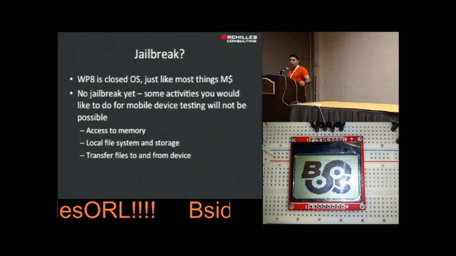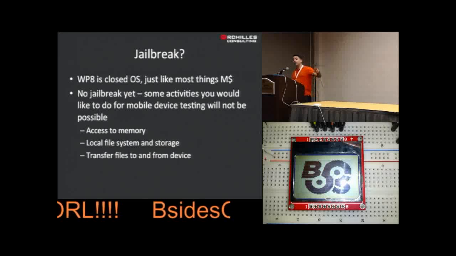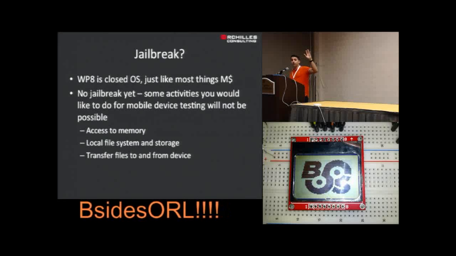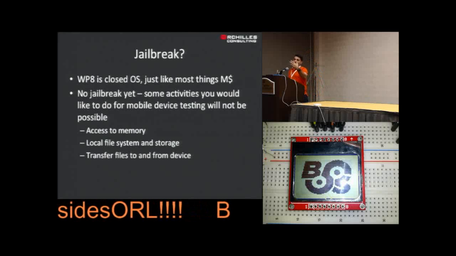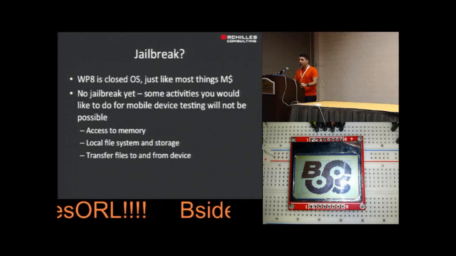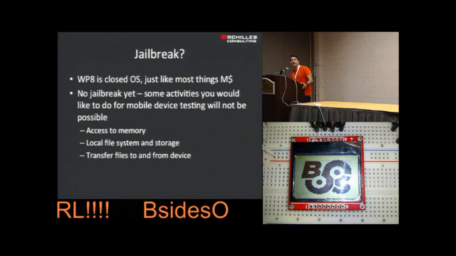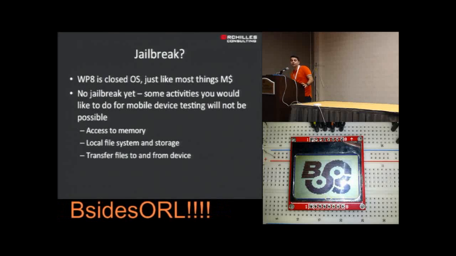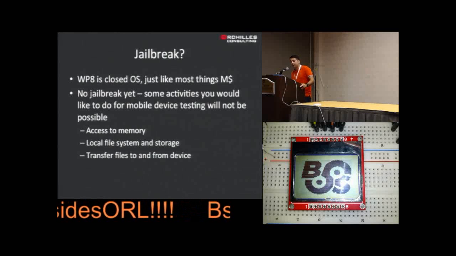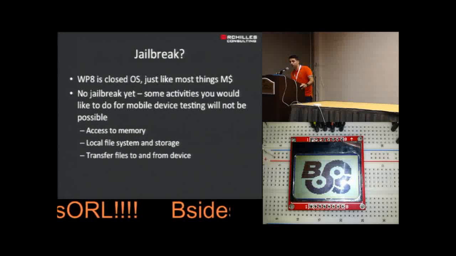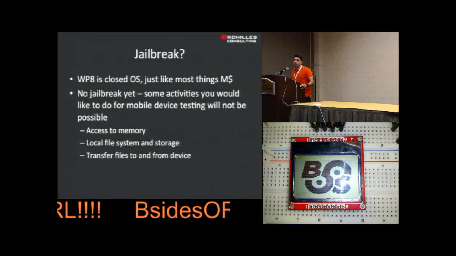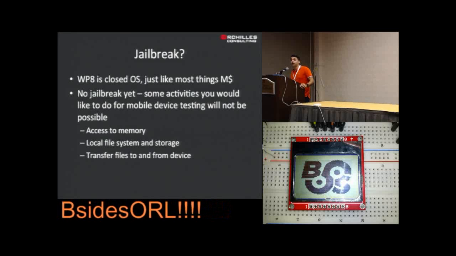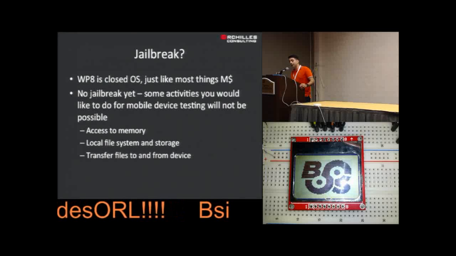So there's no jailbreak. So some activities, how many people have done mobile app testing before on Android? All right, a few of you. Some of the things you want when you're testing an Android app or an iOS app or even a BlackBerry app is you want to have access to memory. Here, you don't have that. It's a chamber that you don't have access to. You can't see the local file system, you can't see the local storage, and you can't transfer files from and to the device wherever you want. You can only transfer them pretty much to SD card. So all of these things are limitations.